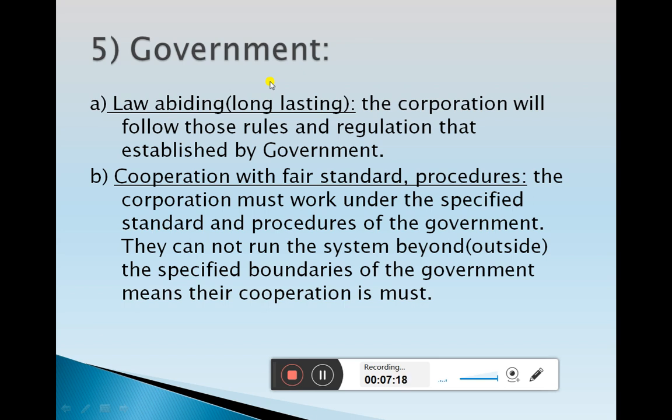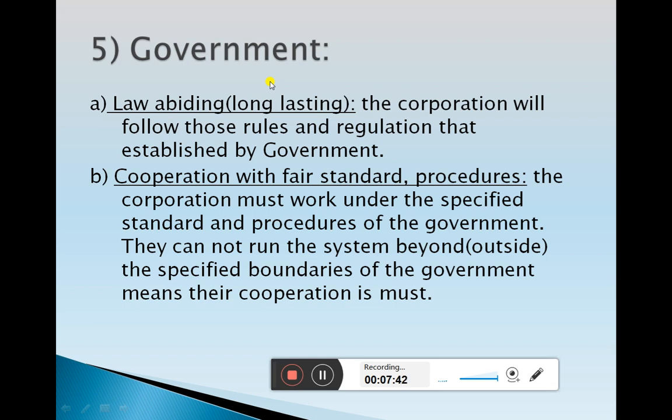How must corporations align themselves with the government? Number one, corporations must be law abiding. Law abiding means following the law. Whatever laws are imposed by the government on organizations, companies and firms, they must follow. The corporation will follow those rules and regulations established by the government.